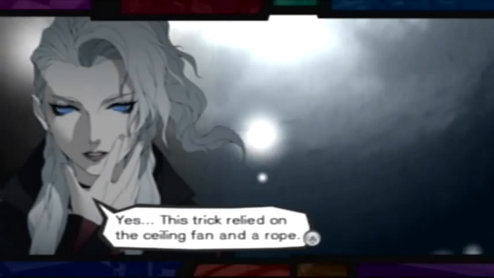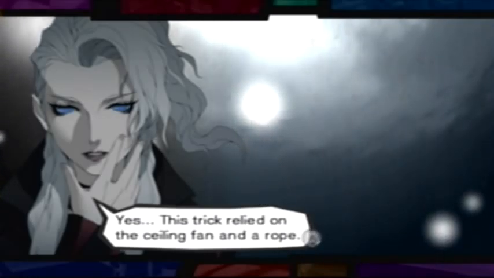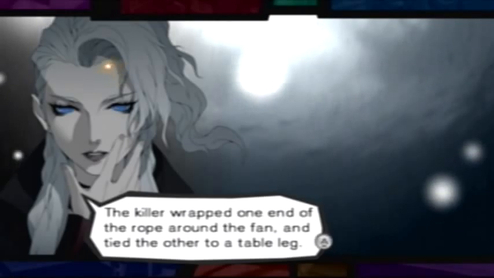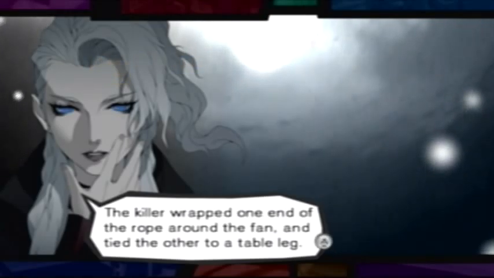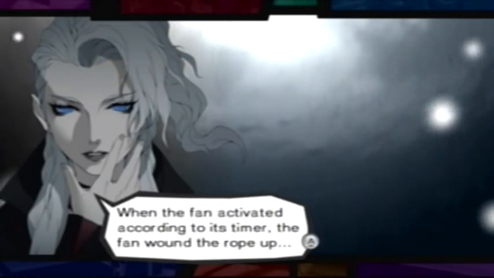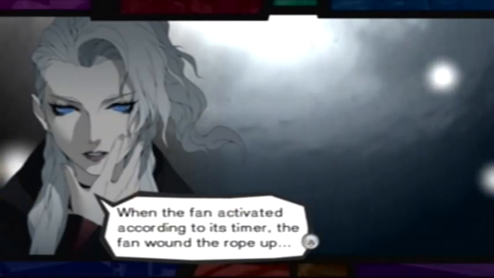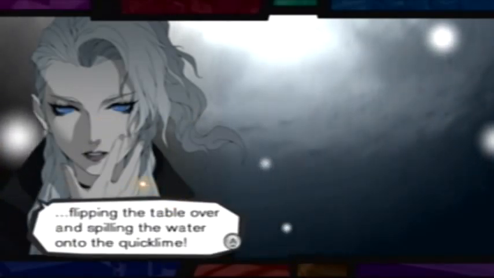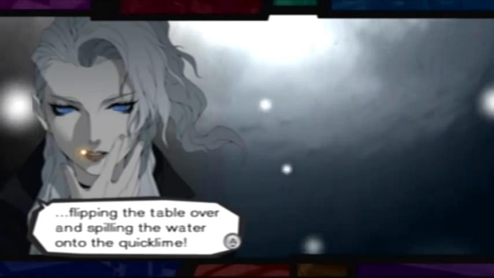Yes, this trick relied on the ceiling fan and a rope. The killer wrapped one end of the rope around the fan and tied the other to a table leg. When the fan activated according to its timer, the fan wound the rope up, flipping the table over and spilling the water onto the quicklime.